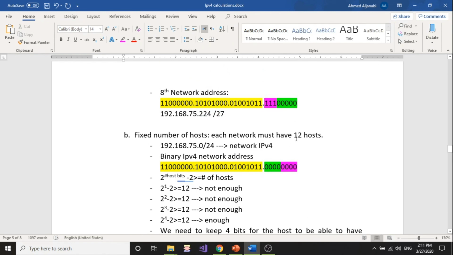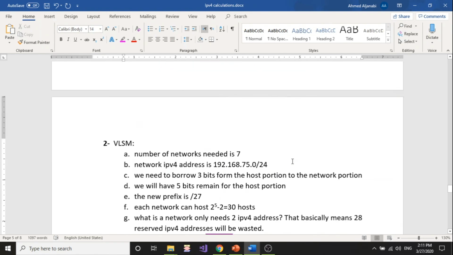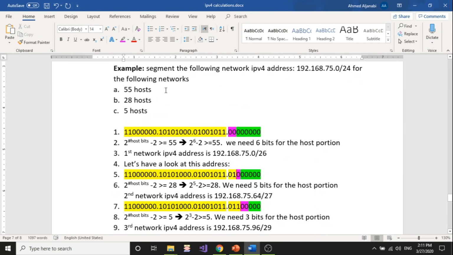So instead of having each network have 12 hosts, what I did basically, I started with the network that has the greatest number of hosts, and then I subnetted the network based on that. So I got myself the first network IP address. Right after that, using the same network, I got the second available network IP address, which is basically this case here, it was 0, 0 here, and now it's 0, 0, 0, 1.